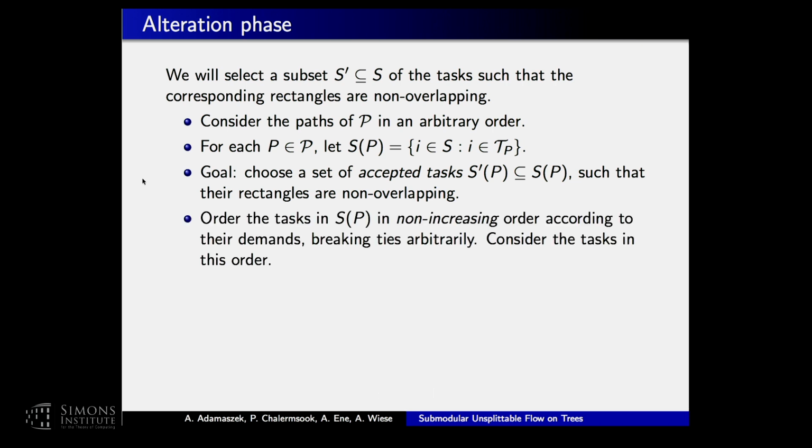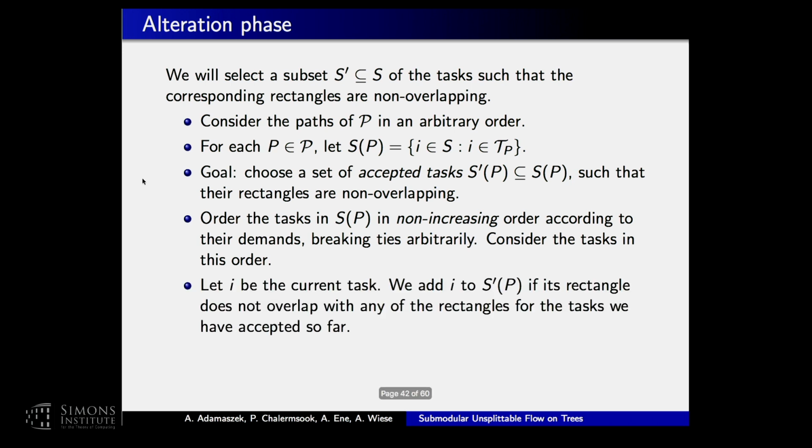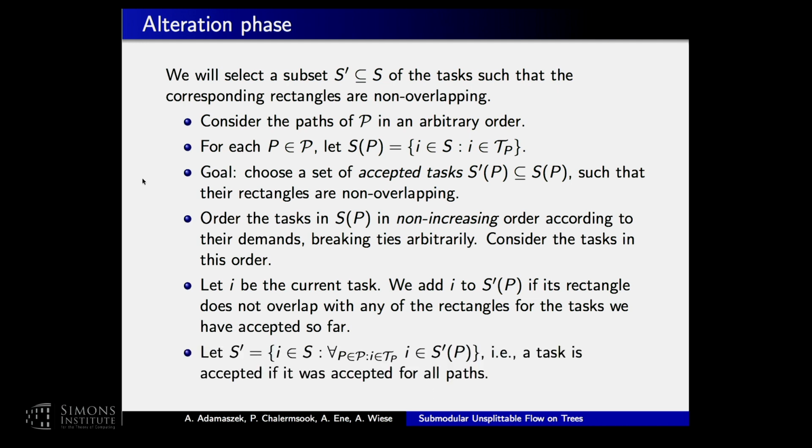We order the tasks in non-increasing order according to their demands. So the tallest rectangles first, and then we consider the tasks. And when we consider the task, we already have a fixed height where we can add this task. It's only one particular height. So what we do is we just add this rectangle if it doesn't overlap any other rectangle which has previously been added. If it would overlap, we don't add it. And that's how we decide whether the task is accepted on one particular path. And then our accepted tasks will be the tasks that have been accepted for all the paths.